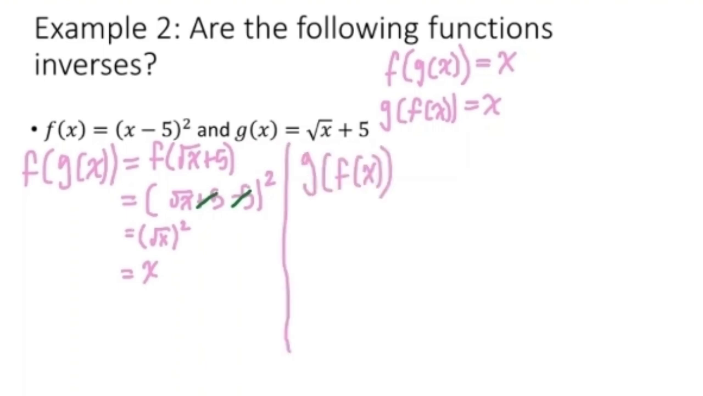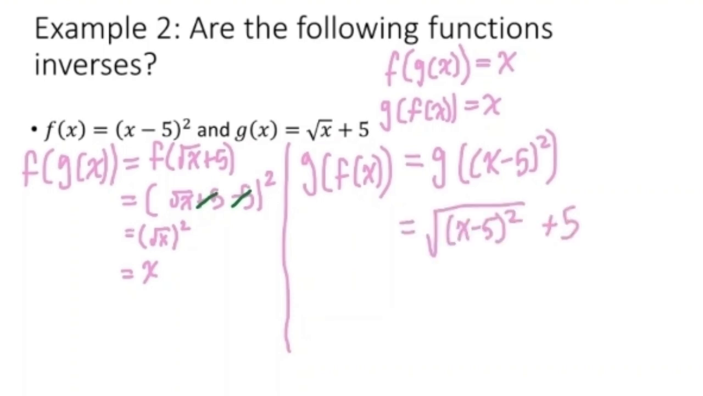Now we'll find g composed with f of x, which is g of x minus 5 squared. Now, this is where we have to be very careful. It is very tempting to want to say the square and the square root cancel. However, this isn't completely correct. The square and the square root don't actually cancel when the square root is outside and the square is inside.